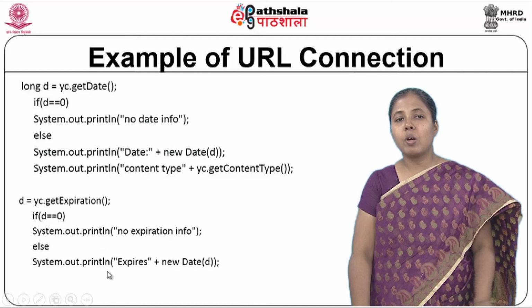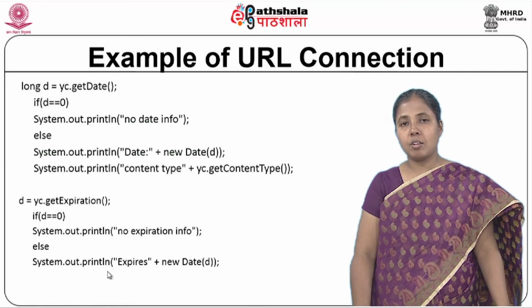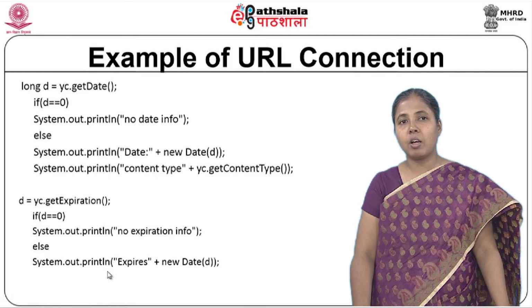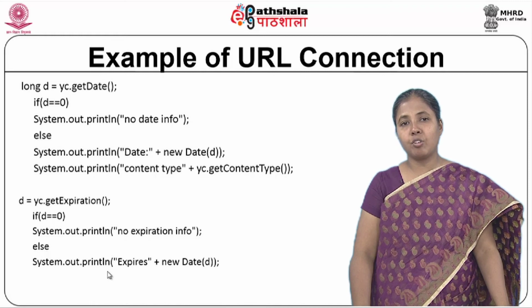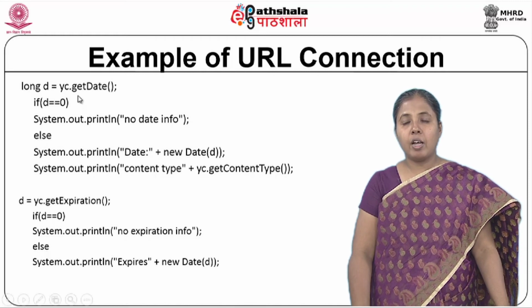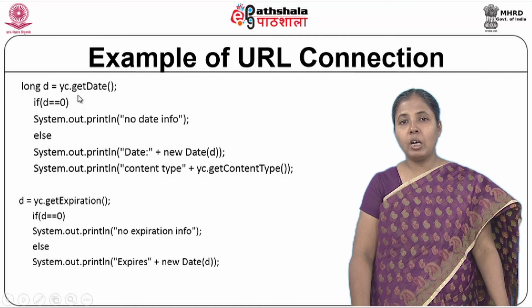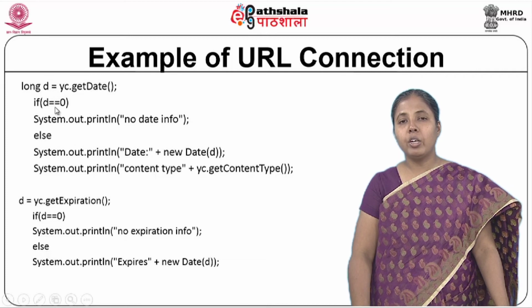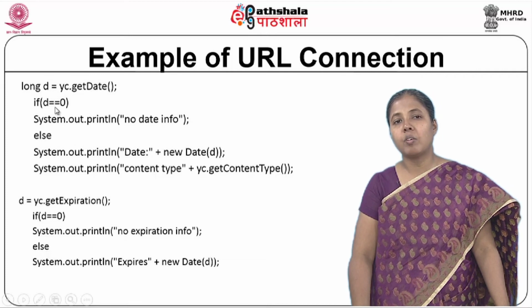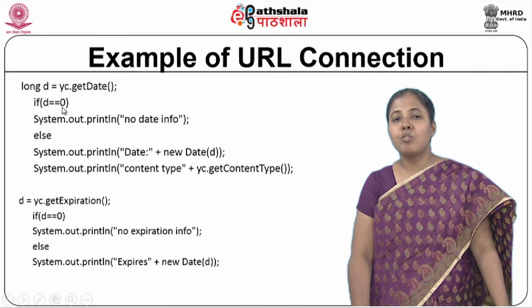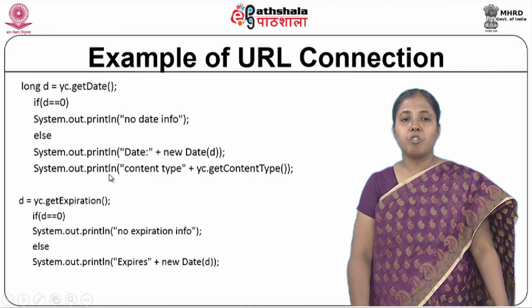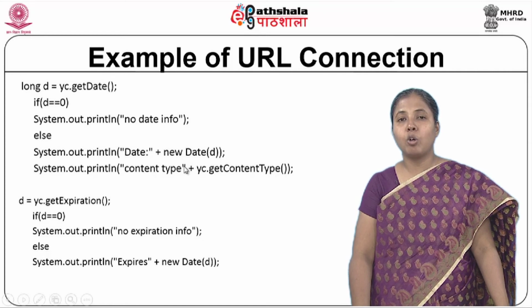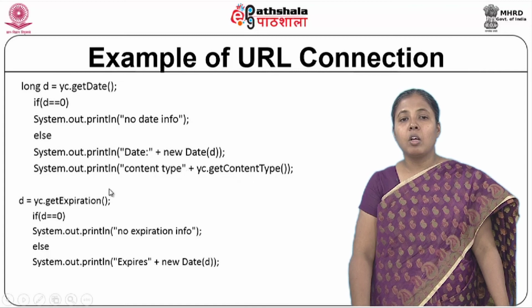Now, using the URLConnection object, you can test some of the instance methods that are specified in the URLConnection class. As we have seen earlier, we have a method called getDate. So, use the URLConnection object yc.getDate that returns a date. You need the util package to be imported to work with dates. So, if d is equal to 0, it prints no date information, else you create this new Date object and then you print.